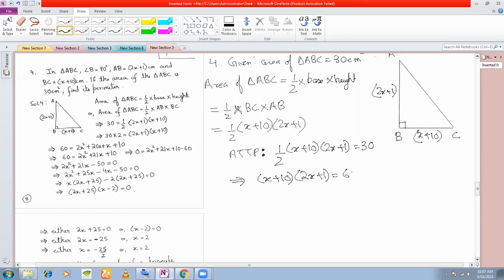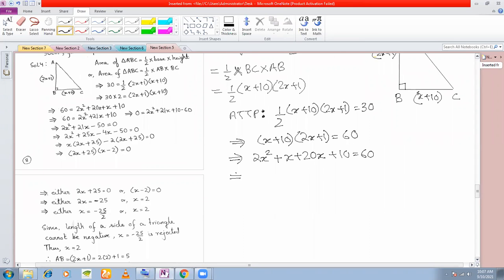You'll get 30 into 2, which is 60. Now you can multiply these two algebraic expressions: 2x square plus x plus 20x plus 10 is equal to 60. So it seems that we are going to get a quadratic. This is 2x square plus 21x plus 10, and you bring 60 from the right hand side to the left hand side. So you get 2x square plus 21x minus 50 is equal to 0.